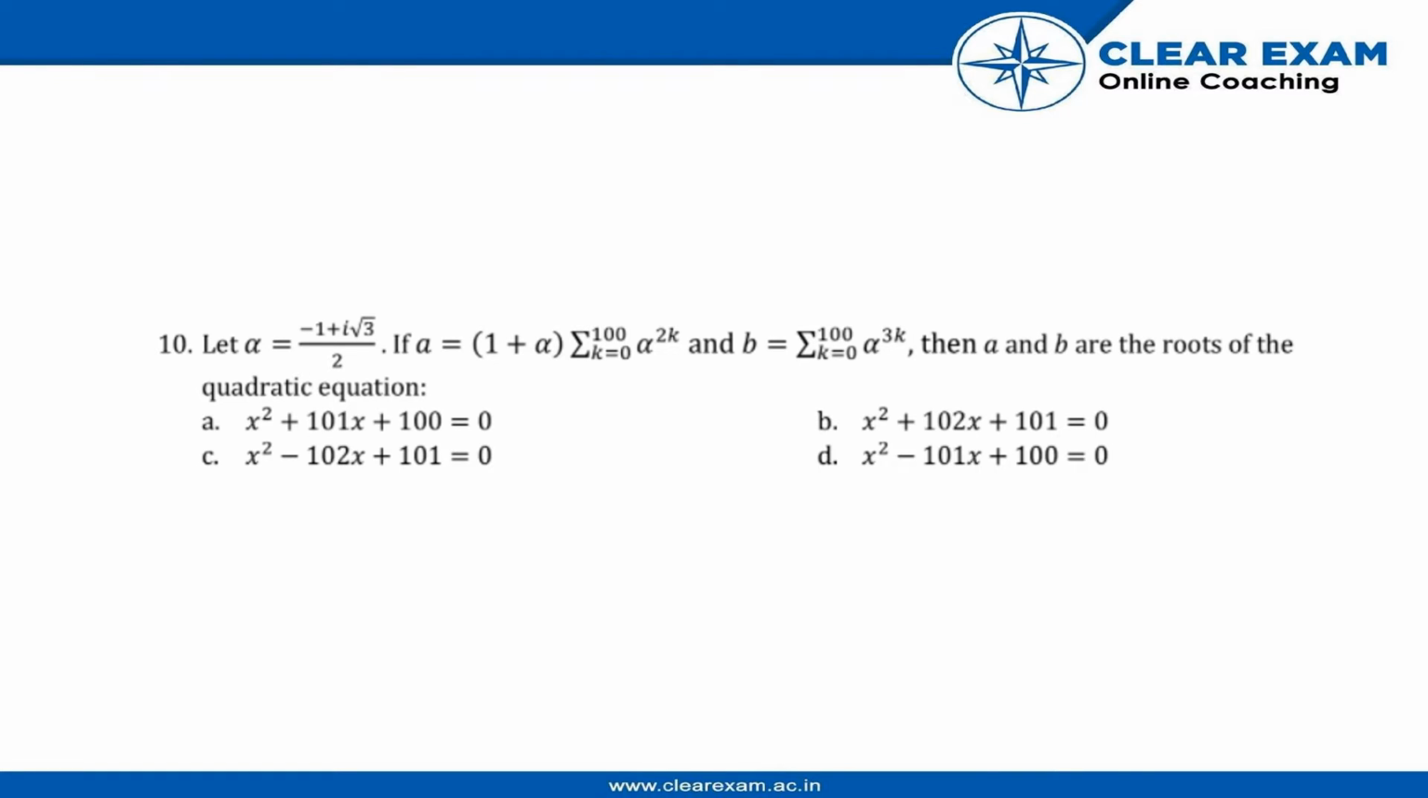This is the question. Let alpha equal minus 1 plus iota root 3 by 2, and if A is 1 plus alpha, summation k equals 0 to 100 alpha power 2k, and B is equal to summation of k equals 0 till 100 alpha power 3k, then A and B are the roots of which of the quadratic equations? Let's see.